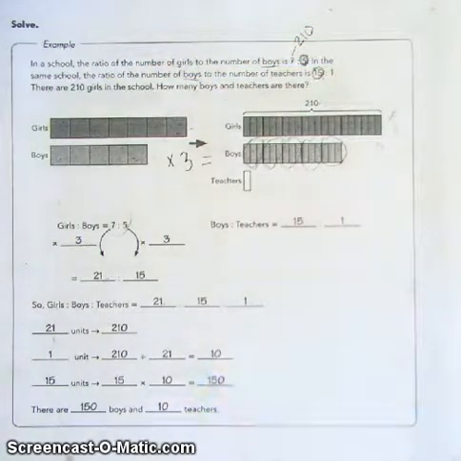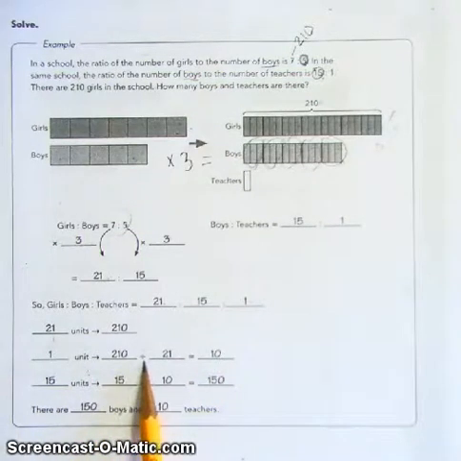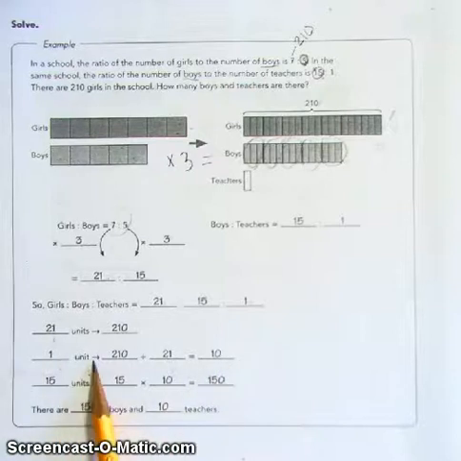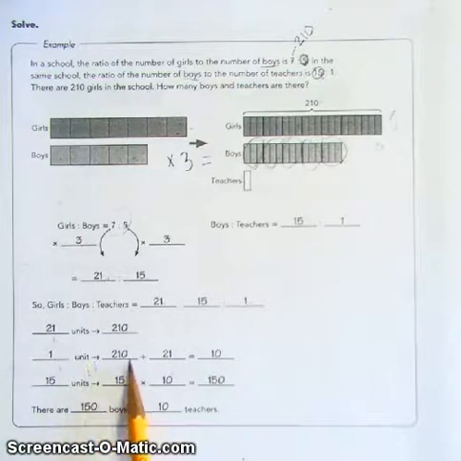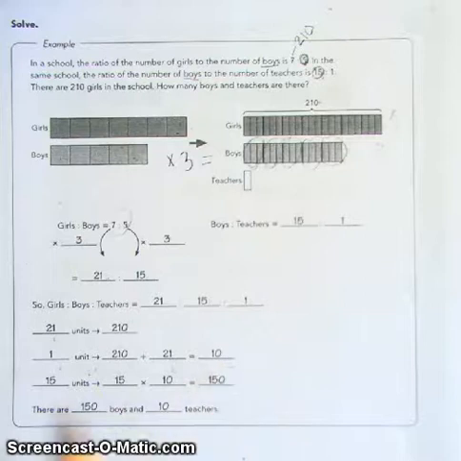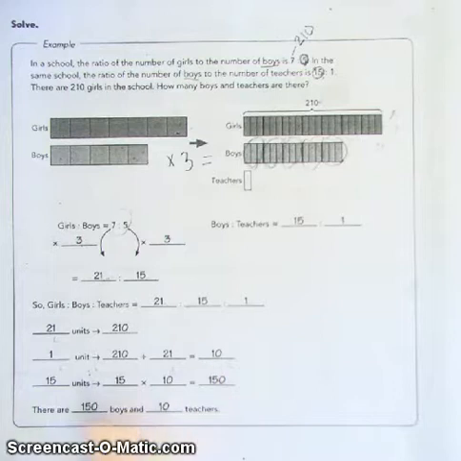So 1 unit, 210 divided by 21 would equal 10 units. 1 unit, 210 is equal to 210 divided by 21, which equals 10. 15 units is 15 times 10, because remember, 1 unit is equal to 10.